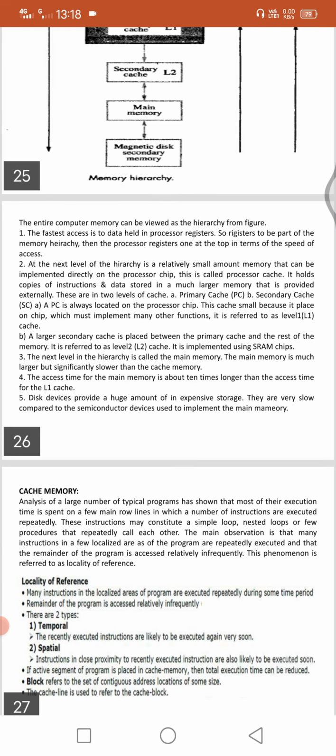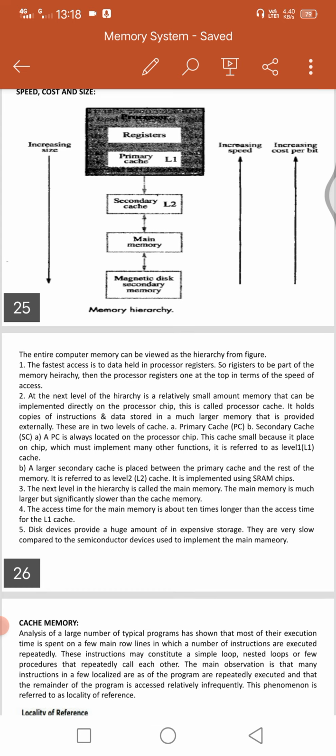The entire computer memory can be viewed as a hierarchy, as in the figure. The fastest access is to data held in processor registers. Accessing data from registers is very fast when compared to the next levels. That is why registers are placed at the topmost place. Registers are at the top of the memory hierarchy in terms of speed of access.